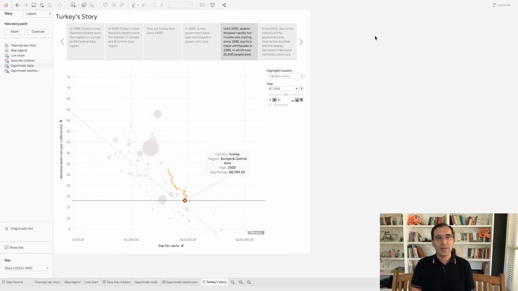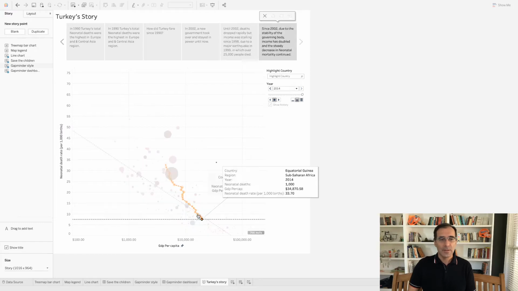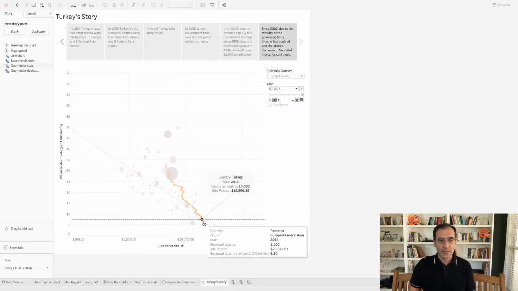Between 1999 and 2002, when the election took place, there was a kind of recession in the entire country. And since then, you notice from 2002 onwards, the income started growing again. This is actually in an exponential scale, so the income goes up to almost $20,000 per capita. Now, of course, this is the story until 2014. A lot of things have changed since then.